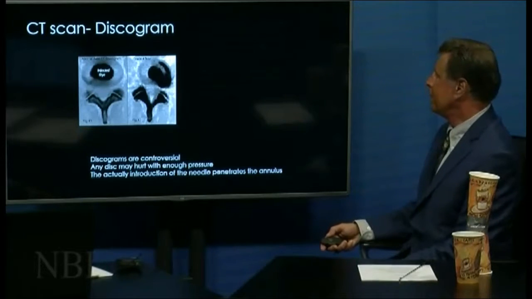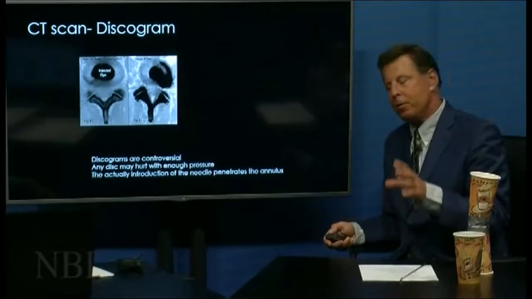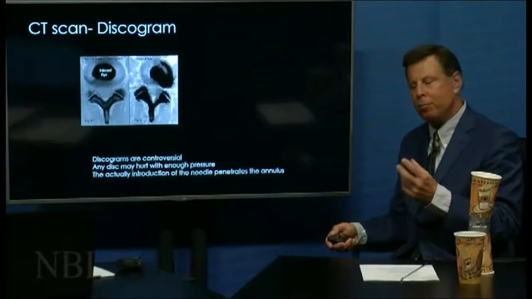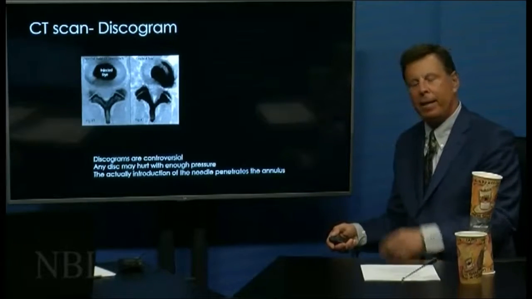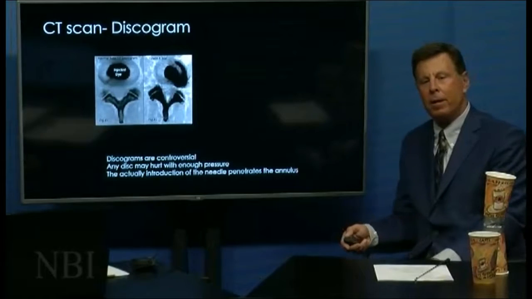There are people that believe in them and people who don't. Basically, if you can isolate the pain generator, you stick a needle into a disc space and force fluid in to a certain amount of pressure. If you get reproduction of the pain, it signifies that area. There's a lot of controversy over it. We're not going to clear it up today.